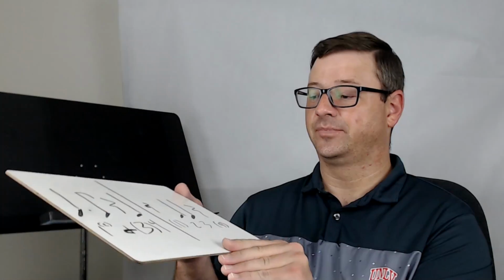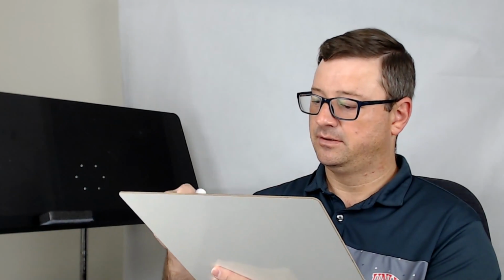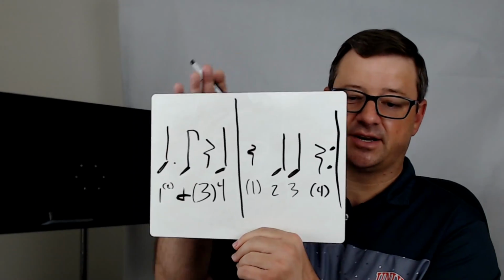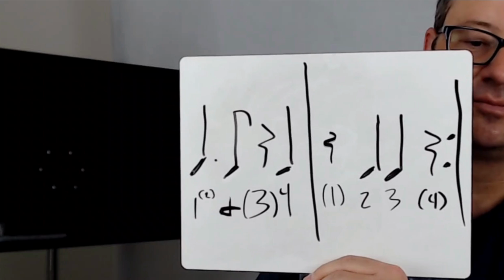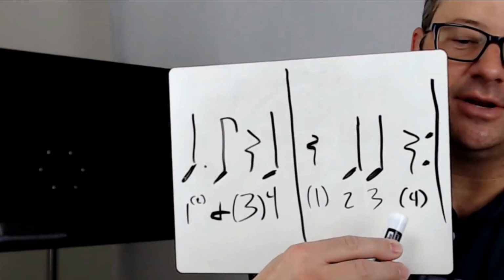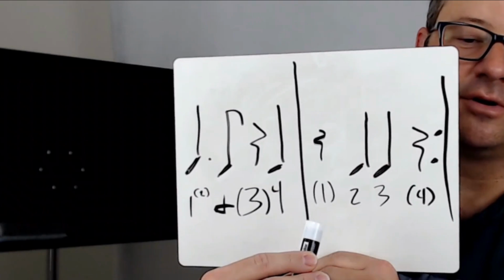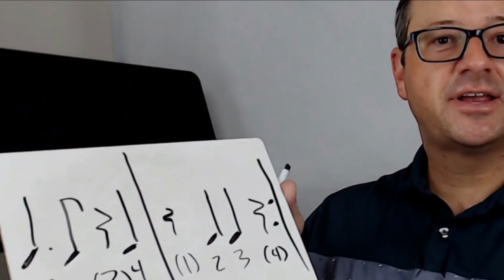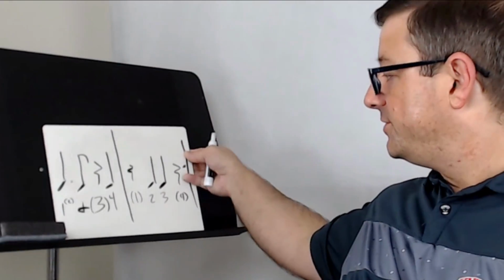Do you remember what we do if we want to keep repeating? We add a repeat sign at the end. So we're just going to keep repeating that rhythm. Ready? 1 and 4, 2, 3. 1 and 4, 2, 3. Can you say it? 1 and 4, 2, 3.